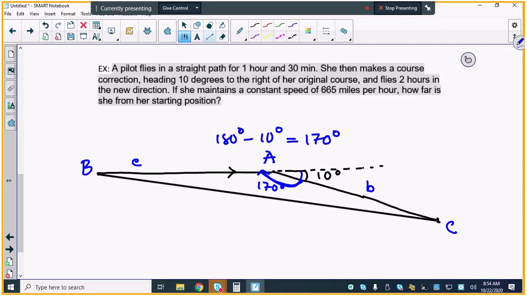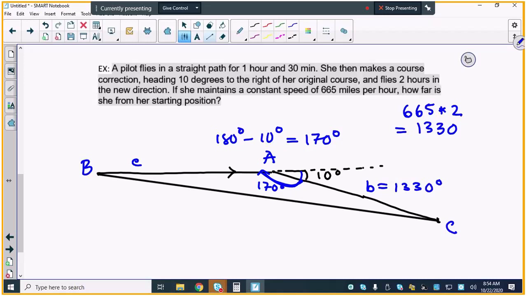You also know the sides, small c and small b, okay? Remember you have the constant speed of 665 miles per hour. And if you go for 2 hours, then you multiply by 2. So you get 2 times 5 is 10, 2 times 6 is 12, plus 1 is 13. So 1330, that's this one.